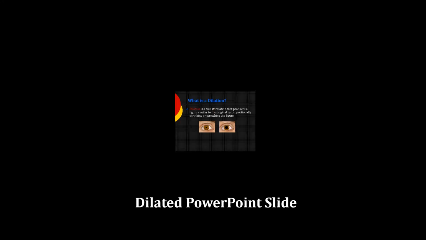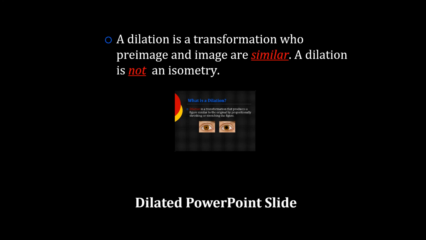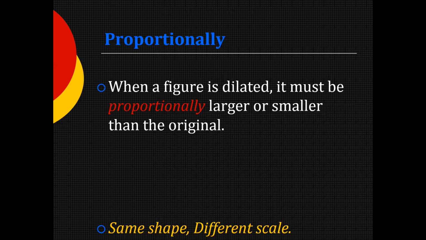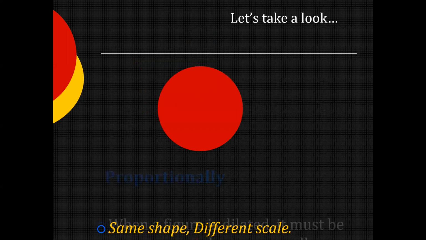Here's a dilated PowerPoint slide. So I took the original and I dilated it. This time I shrunk it, I made it smaller. So again, your dilation is just a transformation of a pre-image that is similar to another image. When we dilate a figure, it must be proportionally larger or smaller than the original. It must be the same shape, but a different size or a different scale.